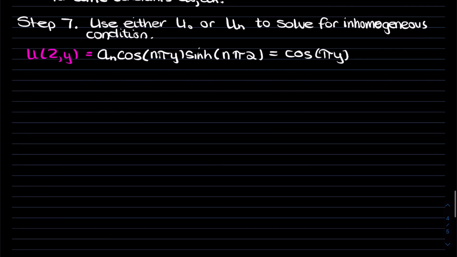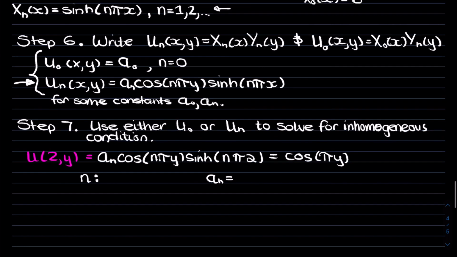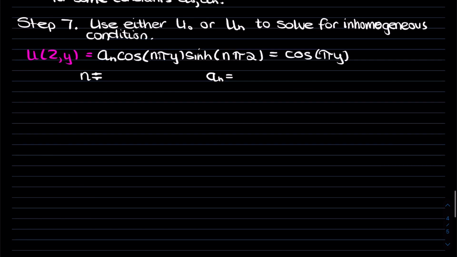Okay, so now all we're doing is we need to solve for n and A_n. And A_n needs to be constant. If A_n isn't a constant, then we need to go back and use the superposition principle to rewrite what U_n equals. We can see here if n equals 1, our cosines will match.